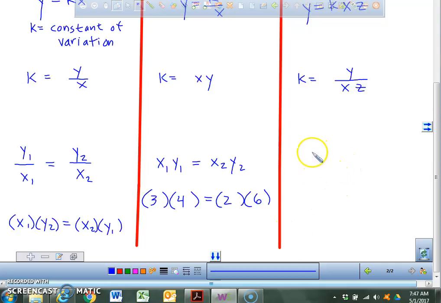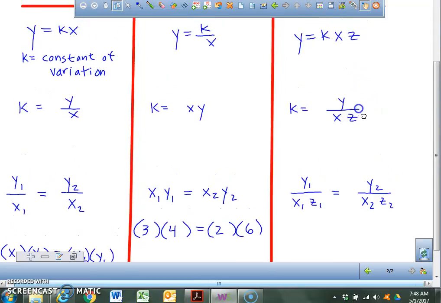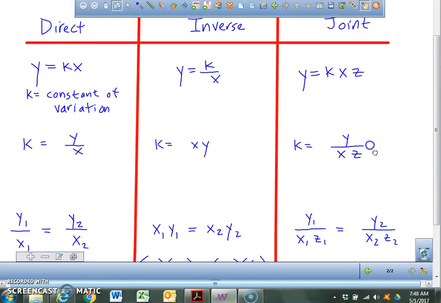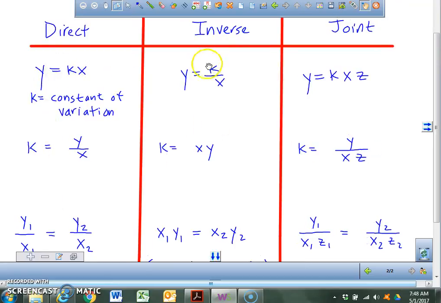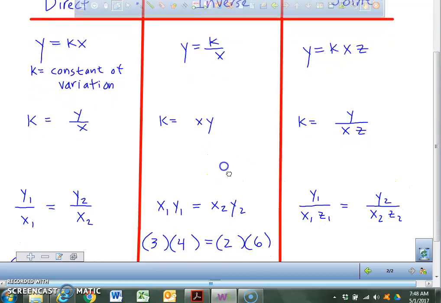Last but not least, joint variation. You're going to once again set it up as a proportion. So y1 over the product of x1 times z1 equals y2 over the product of x2 times z2. So you have all of these formulas right now written down in your journal for you to be able to use them. So when you start working on the paper, make sure you have all of these listed side by side so you have them easily accessible.